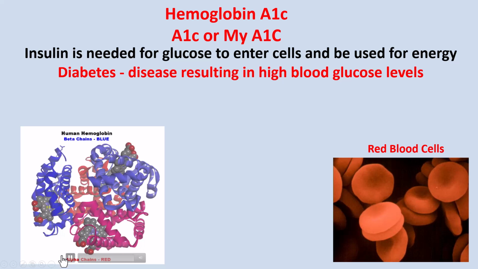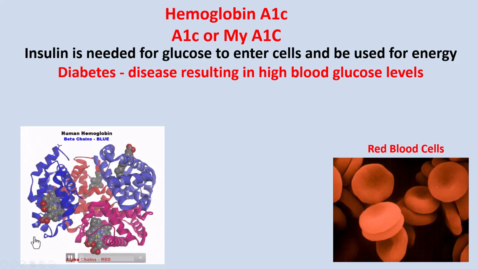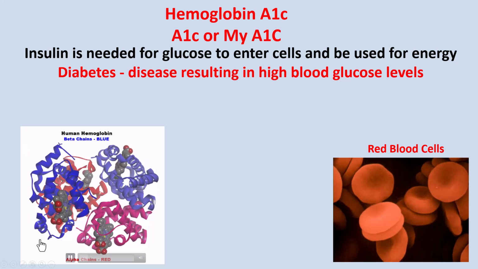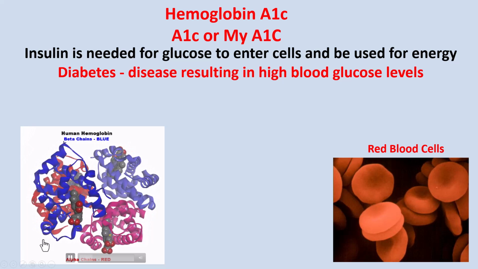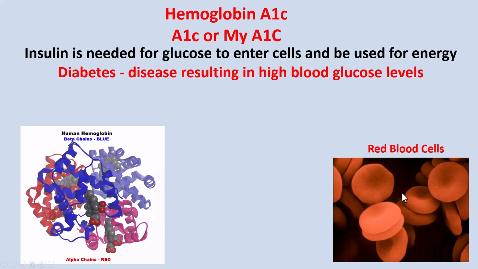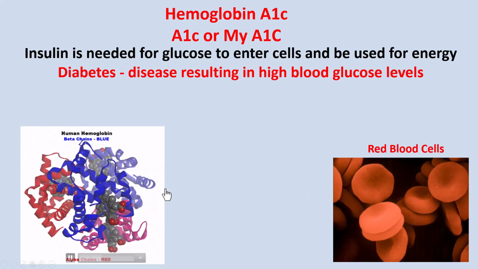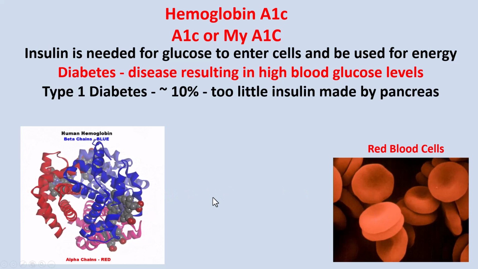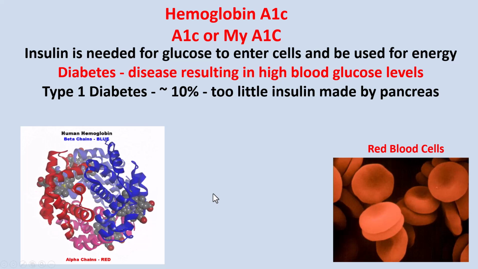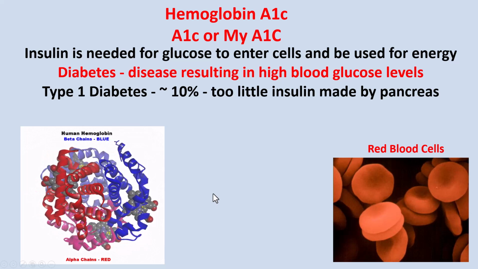So hemoglobin is this molecule to the left over here. You can see it spinning around, and it carries oxygen to our cells. And these are red blood cells over here that are packed full of hemoglobin. That's why they're red.